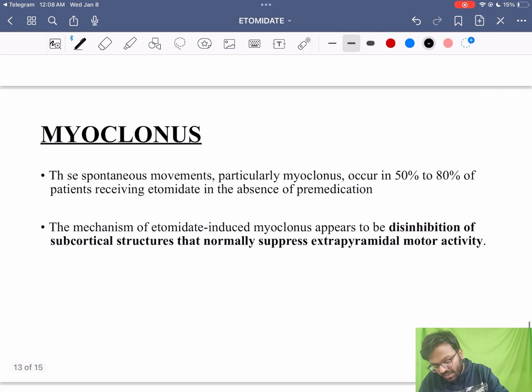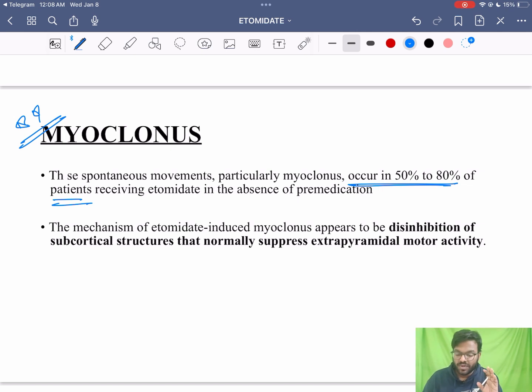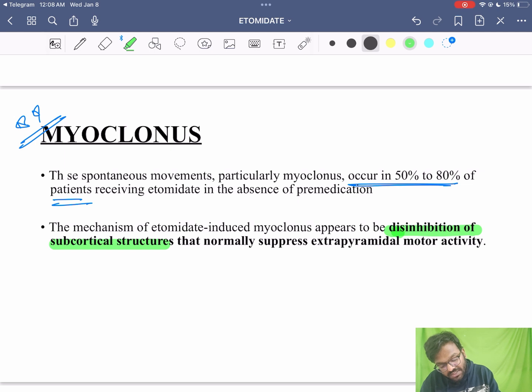Okay, one important phenomenon which is seen with etomidate is myoclonus. Myoclonus occurs in approximately 50 to 80% of patients, and the cause behind this is that there is disinhibition of subcortical structures. These subcortical structures normally suppress the extrapyramidal motor activity. Now these subcortical structures are depressed by etomidate, and they will not be able to suppress the extrapyramidal activity. So this causes movements in the body because of exaggerated extrapyramidal effects. This is why myoclonus happens after injection of etomidate.